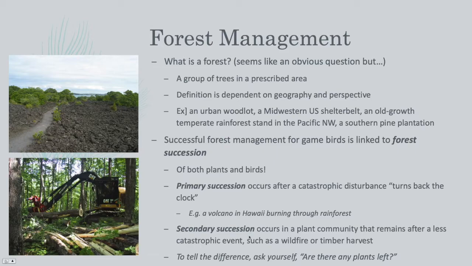Now this definition is dependent on geography and perspective. So an urban woodlot can be defined as a forest. Perhaps in some places they would consider a Midwestern shelter belt, so the tree rows found around crop or pastures, they might define that as being a forest. All the way to southern pine plantations or old growth forest stands of temperate rainforests in the Pacific Northwest. So all of these things can be classified as a forest.